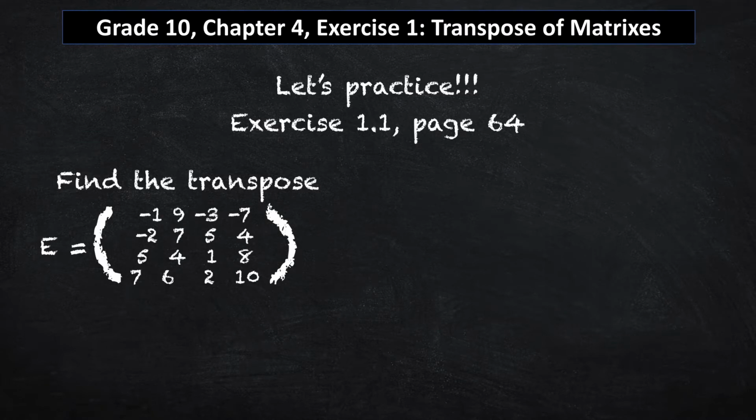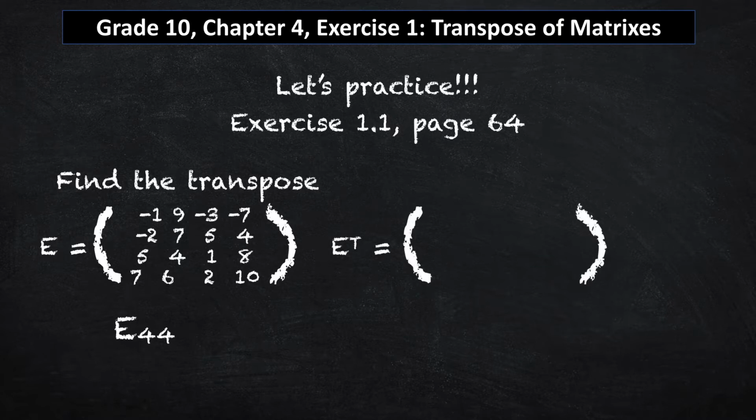Okay, now we have to find the transpose of the matrix E. This matrix has 4 rows and 4 columns, so it's a 4 by 4 matrix, and we have to find its transpose. So let's start from the diagonal elements because they will not change their position, so we can write -1, 7, 1 and 10 in the same position as in the original matrix.